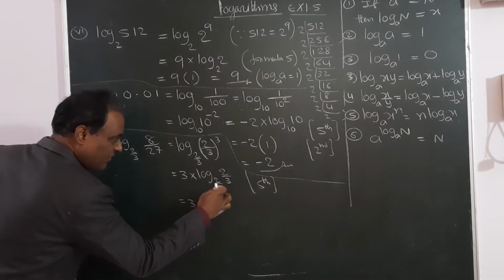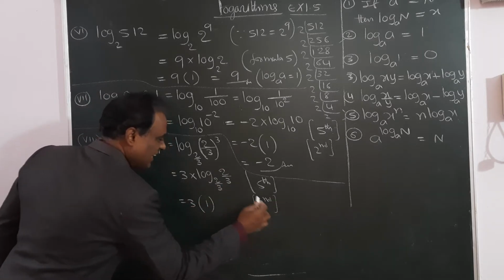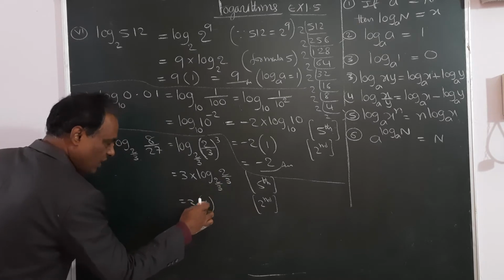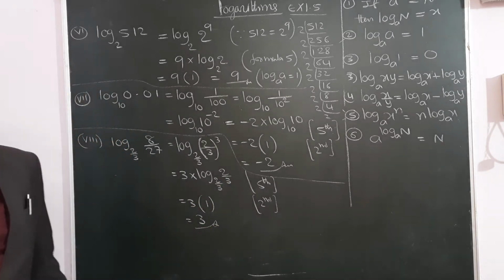Log A base A is 1 as per the second formula. Log A base A is 1, 3 into 1, 3 is the answer. See it carefully.